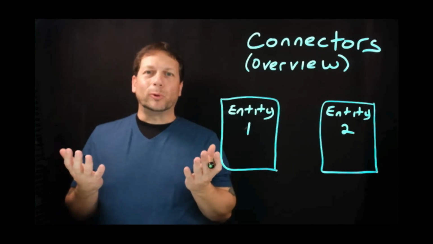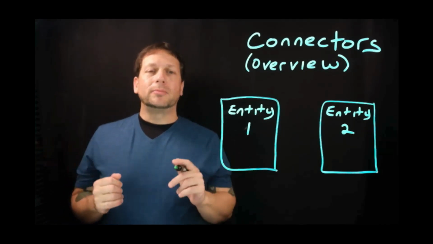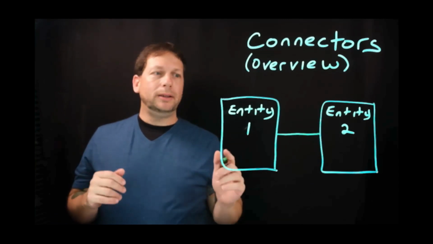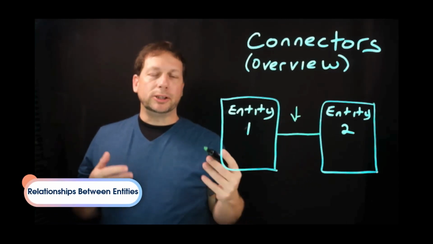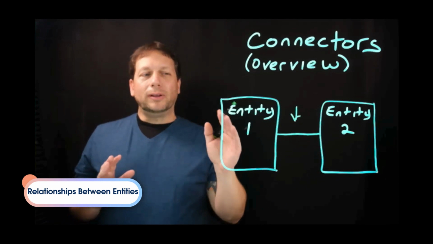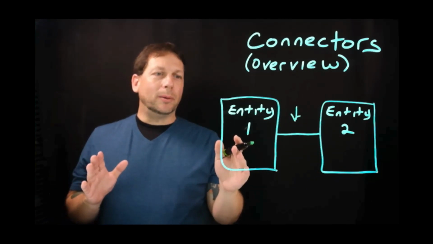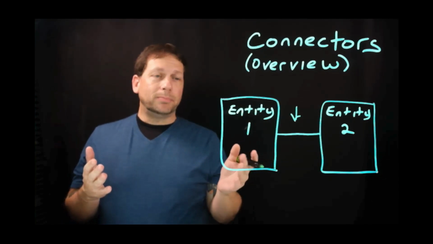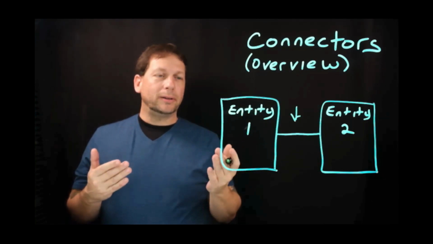Okay, so the first topic we're going to cover is, what are connectors? Essentially, a connector is a line on a diagram that connects two entities and shows some type of relationship between them. Now, this is probably the simplest connector we can draw because it's just a line. We know that these entities have some type of relationship, but we don't really know any other details about it.